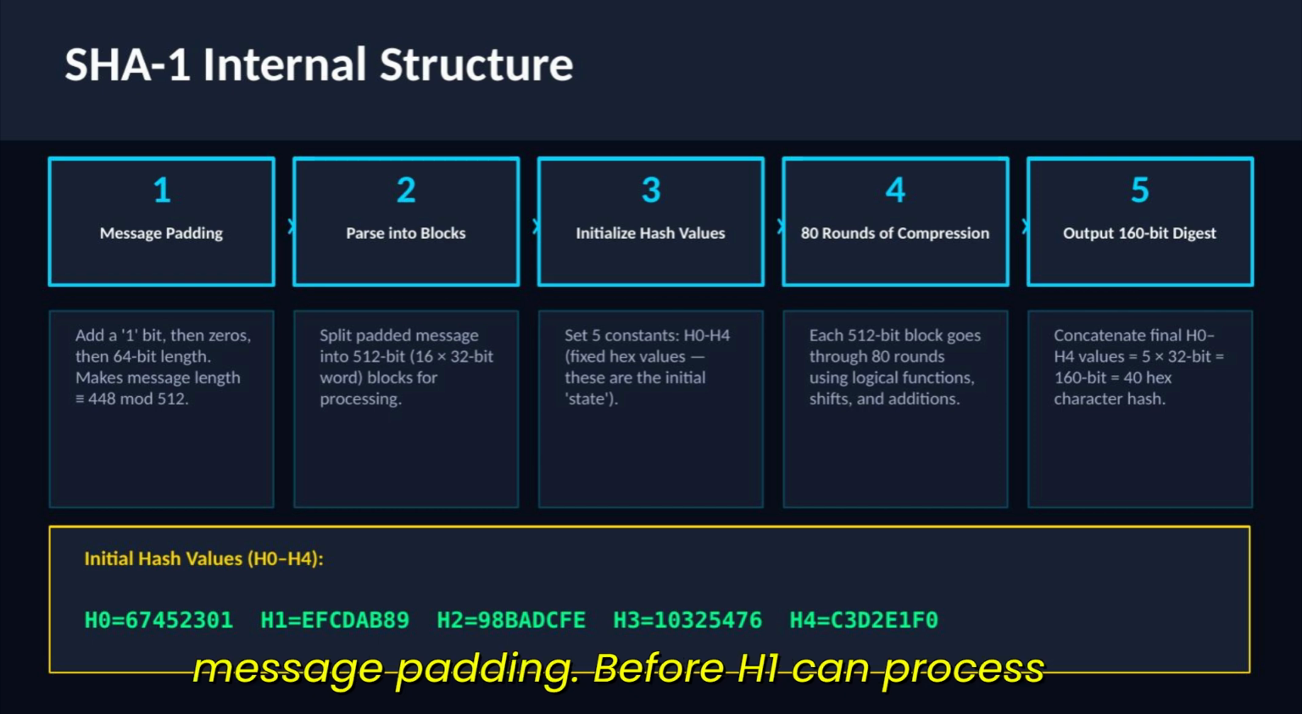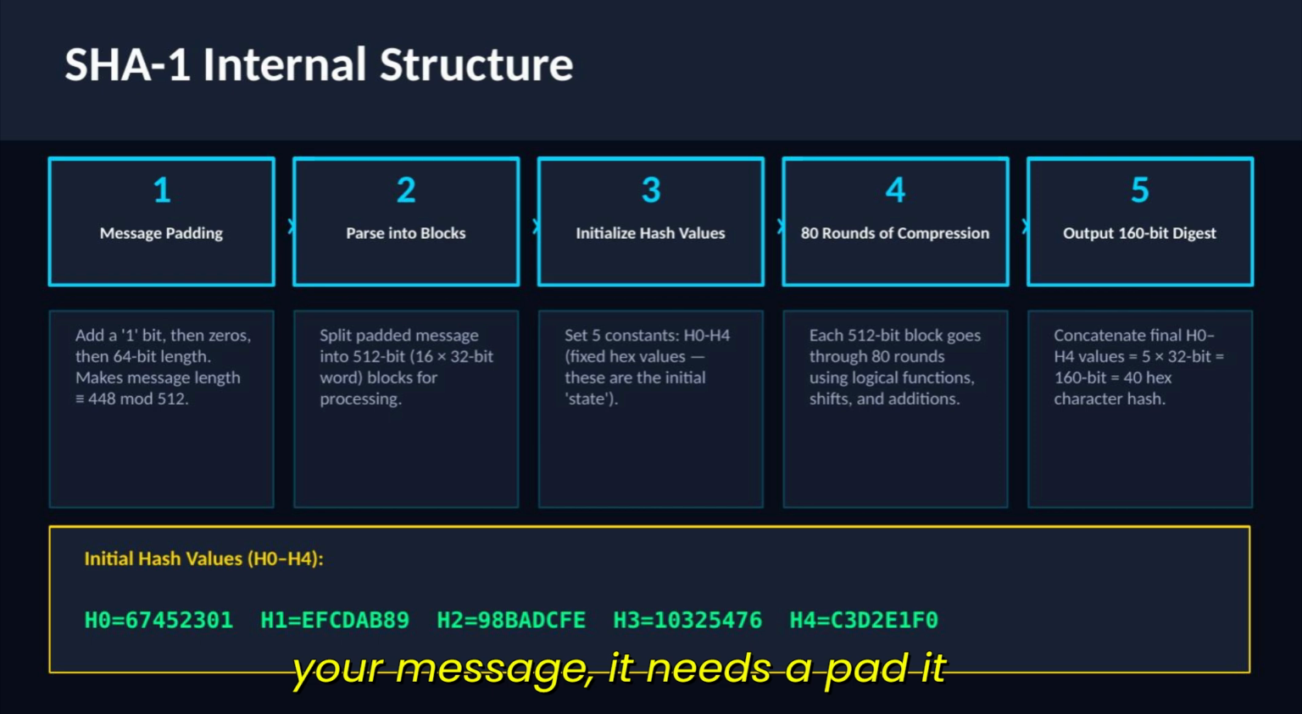Step ONE, message padding. Before SHA-1 can process your message, it needs to pad it to the right size. It adds a 1 bit at the end of your message, then adds zeros, then adds the original message length as a 64-bit number. The result must be a length that is 448 mod 512. This ensures the message fits perfectly into 512-bit blocks. Step TWO, parse into blocks. The padded message is split into 512-bit blocks. Each block is made up of 16 words, where each word is 32 bits.